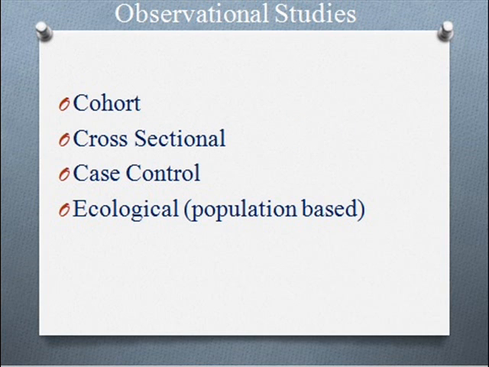Now let us talk about the observational studies. In observational study, individuals are observed or certain outcomes are measured. No attempt is made to affect the outcome. For example, no treatment is given. Observational studies are cohort study, cross-sectional study, case control study, and ecological study.